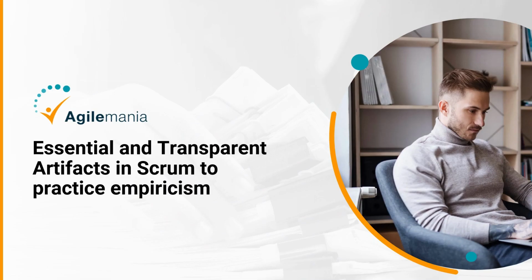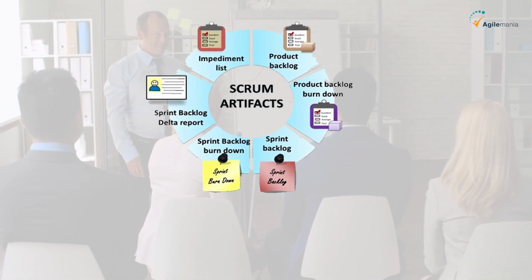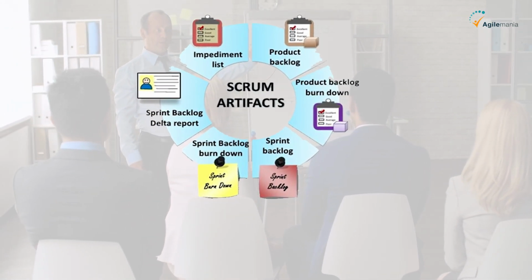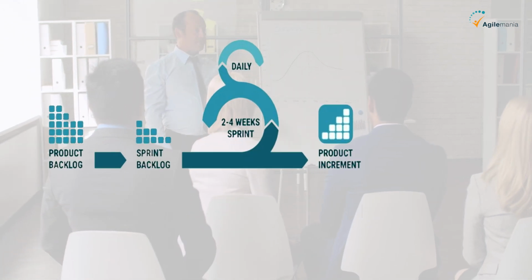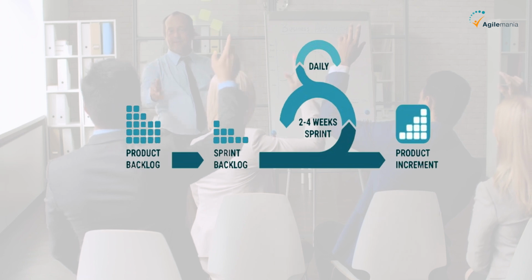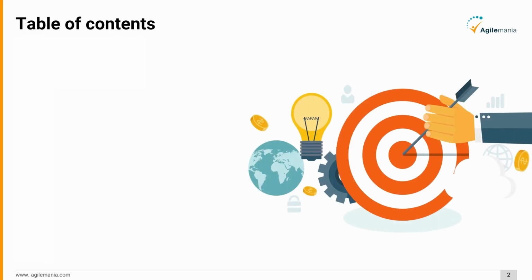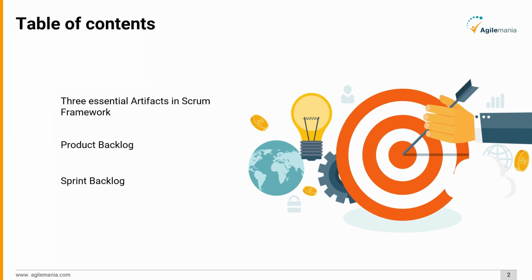Essential and transparent artifacts in Scrum to practice empiricism. Have you wondered what Scrum artifacts are and how these bring transparency to work done by the Scrum team? If you're looking to understand product backlog, sprint backlog, and increment, this video is for you. In this video, we will discuss the following: 3 essential artifacts in Scrum framework, and they include the product backlog, sprint backlog, and the third artifact is increment.